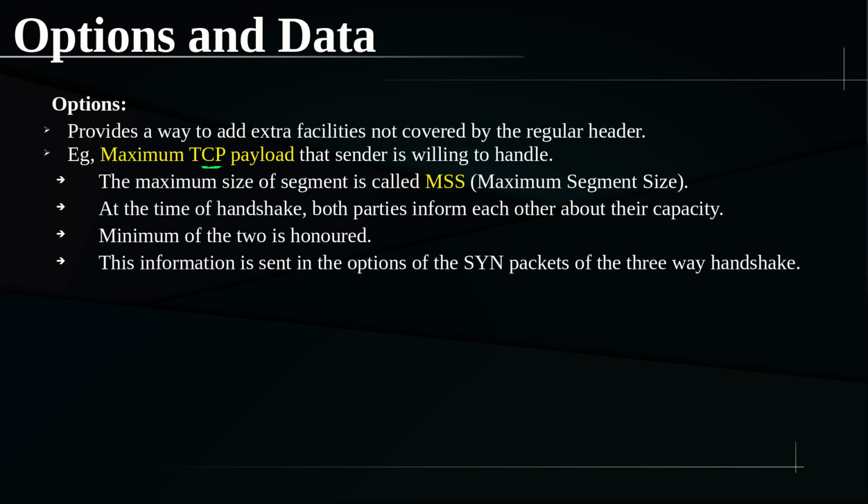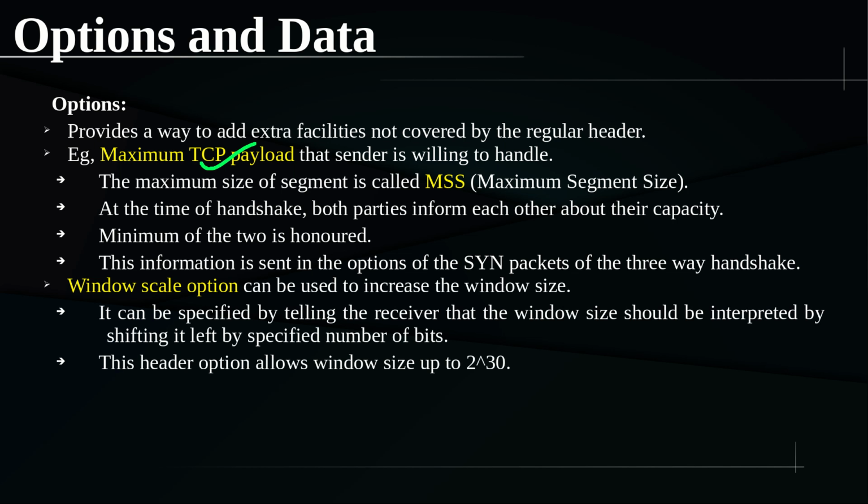So we are supposed to communicate the maximum TCP payload size to each other during the connection establishment phase only. We don't have to do it in the subsequent data transfer phase, because during connection establishment it will be known by both parties and they will adjust accordingly.